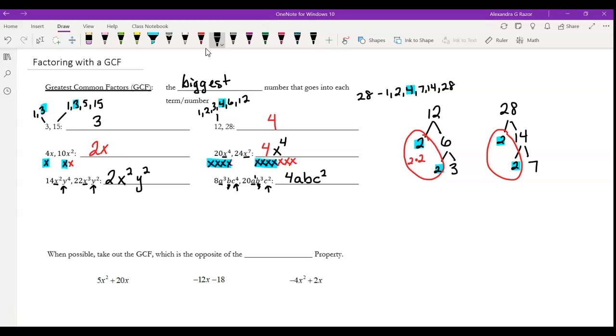So the only other thing that I want to make sure is sometimes you're going to have 3 things, and so let's do one with 3. So let's do 12, 8, and 30.